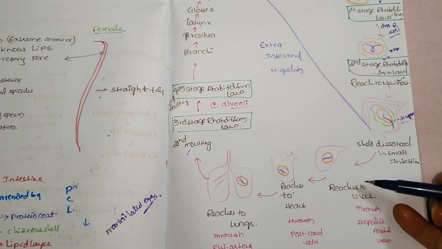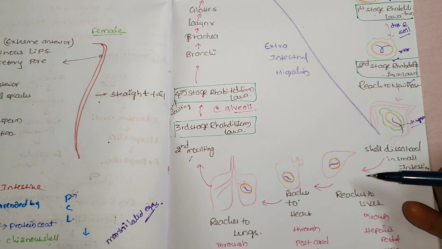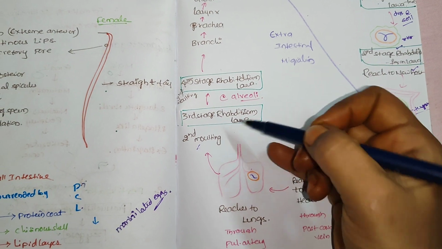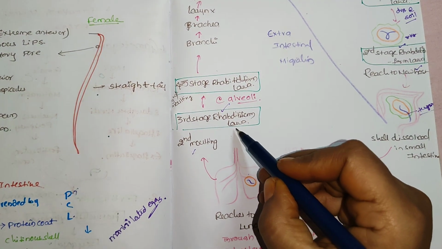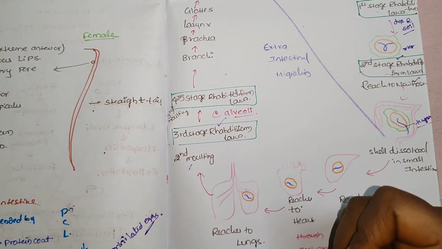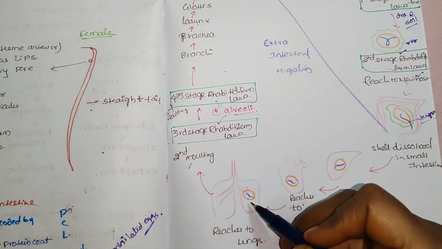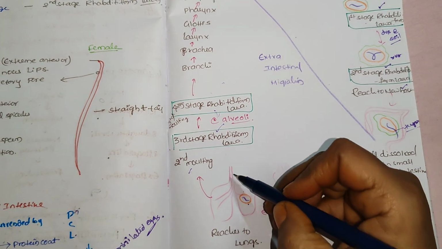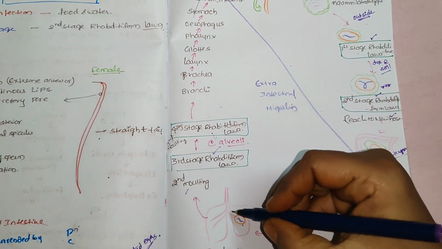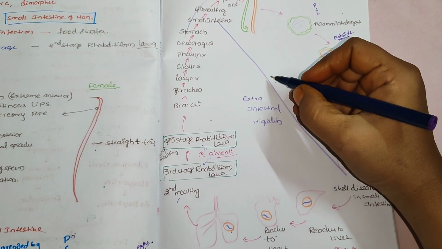Then it goes for extraintestinal migration. Extraintestinal means other than the intestine: liver, heart, lungs. Then it completes the second molting and develops as a third stage rhabditiform larva. Then the third molting gives the fourth stage rhabditiform larva. Then this fourth stage larva develops in the alveoli of the lungs. Then these are transferred into the digestive tract. So this is the respiratory tract now. Then it will reach the digestive tract and reach the small intestine.